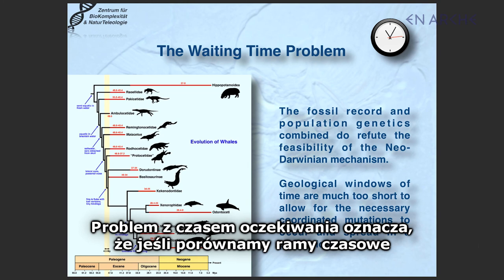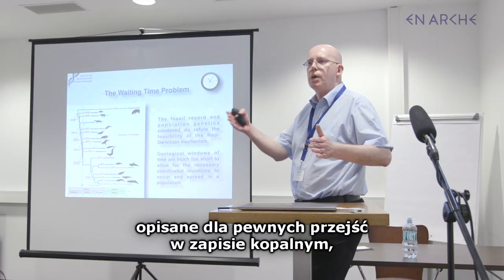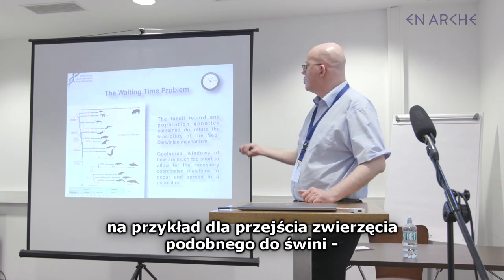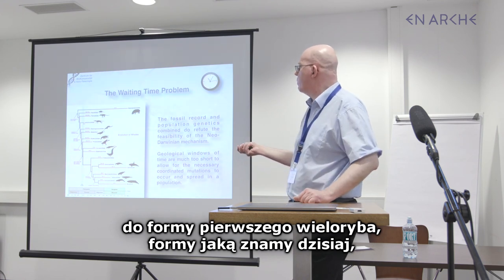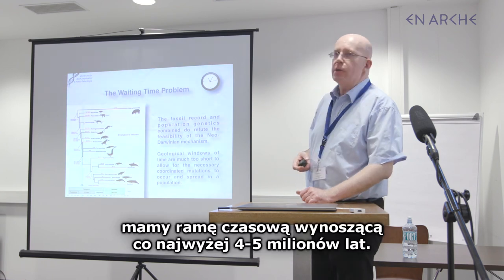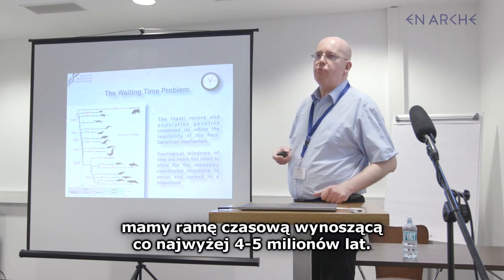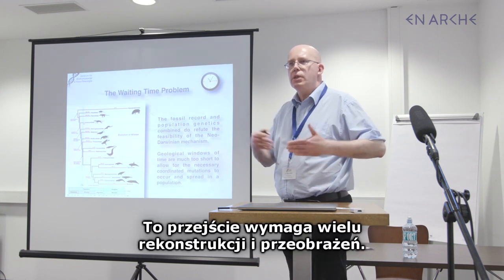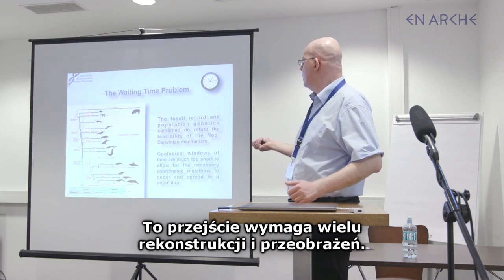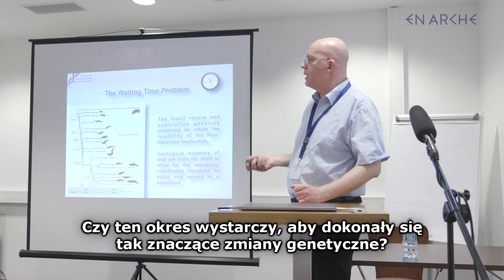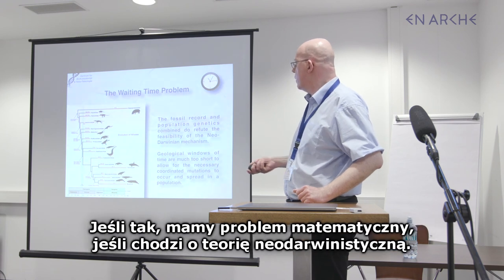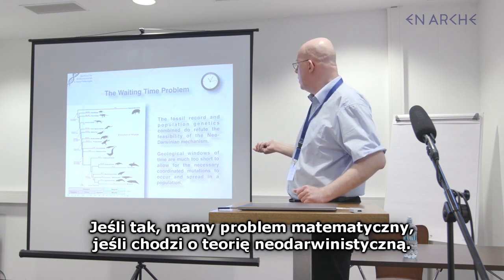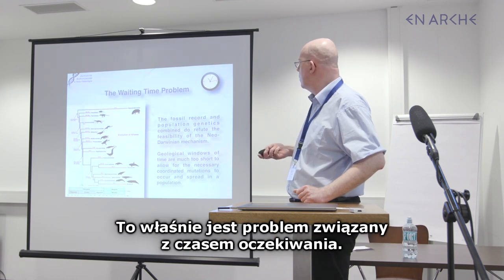But basically, this waiting time problem means if you compare the windows of time that are established for certain transitions in the fossil record, for example, the transition between a pig-like ancestor of whales, like Pakicetus, and the first really whale-like, dolphin-like forms like Dorudontidae or Basilosauridae, there is only a window of time remaining of about 4 to 5 million years. And this transition requires a lot of reconstruction. And if you look at whether this window of time is sufficient to accommodate the necessary genetic changes, can these changes occur in the population and can they spread in the population? Then you get a real problem for the mathematical feasibility of the neo-Darwinian process. And that is the so-called waiting time problem.